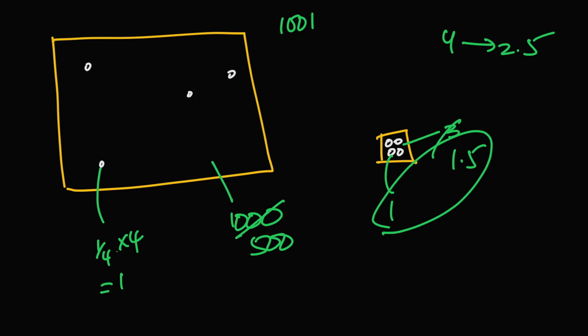And you keep doing this even more. At this stage, the error is much larger. Going from 4 to 2.5, the error between 2 and 2.5 is quite large. How much is this? 1 in 5. That's a 20% error. 20% error is a pretty large error in physics.